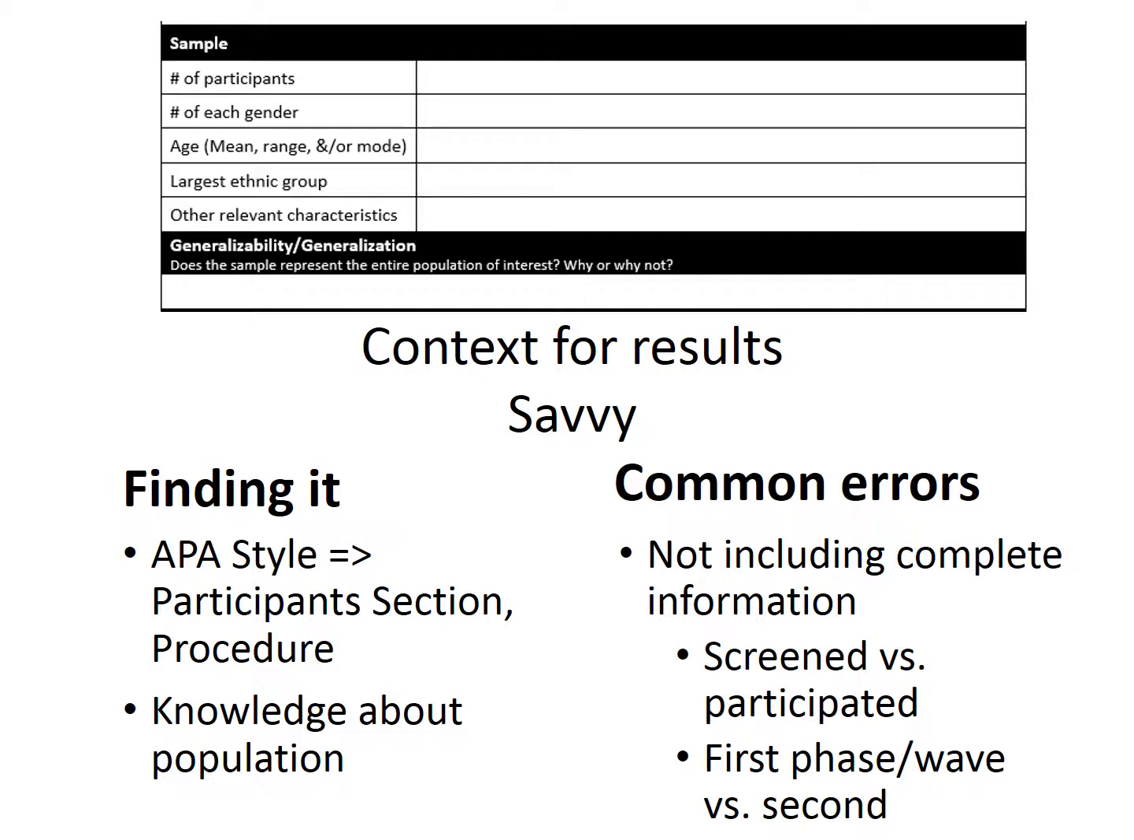The common error in this section was not including complete information about the number of participants in each phase and wave. That can be helpful information for interpreting the results. The Overload study, for example, had a drop-off between the first and second survey administration. It might not mean anything, but if those people were more stressed, so they just didn't have time to complete the second survey, it might have influenced the results.